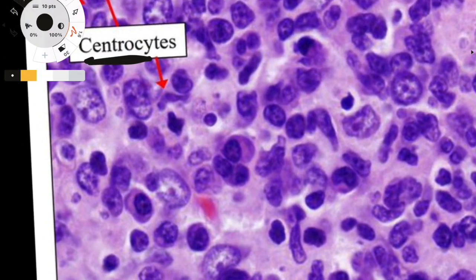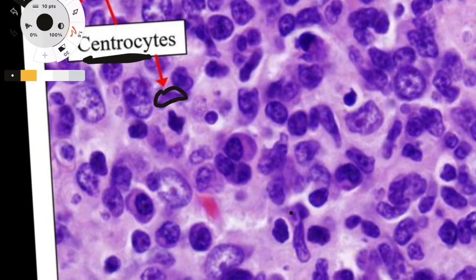And if we see centrocytes, yes, this one is a small one, but still, let me mark one out for you here. You see the nucleus is very small and sharp.